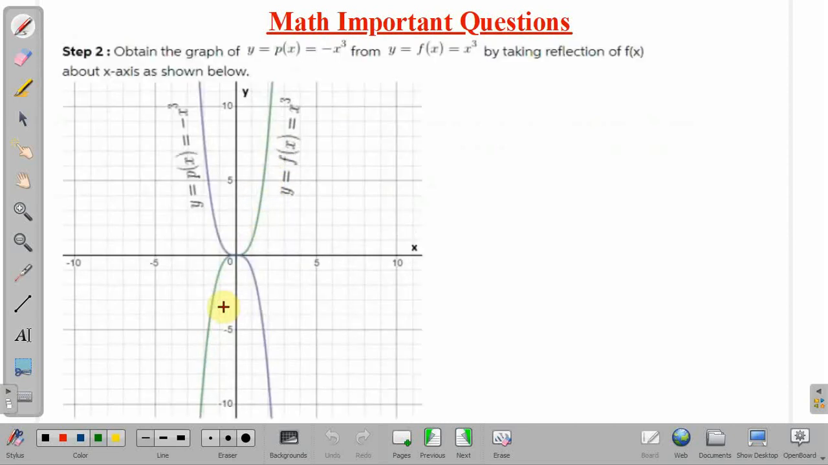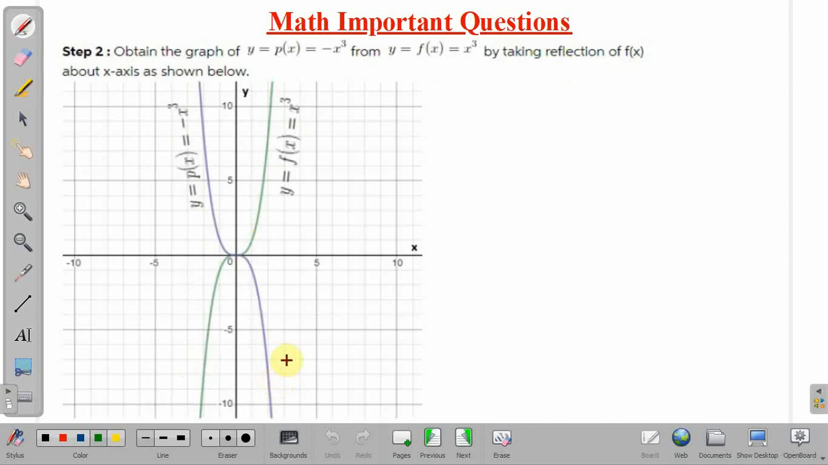Now we will draw the graph of y equal to p(x), which is equal to minus of x cube. So we have to take y as the negative of the function f(x). For that, we can take the reflection of f(x) about the x-axis. The reflection of this part will be this part, and the reflection of this part about the x-axis will be this part. So this is our graph of y equal to p(x) equal to minus of x cube.